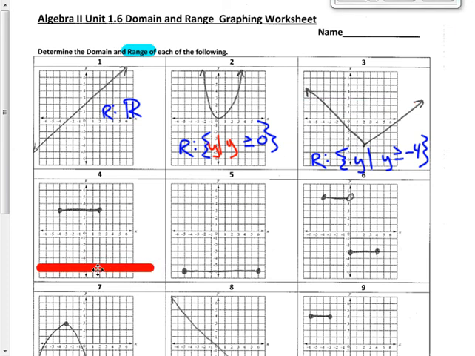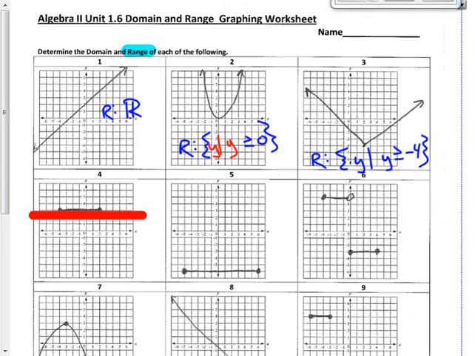Okay, look for patterns. This next one, number 4, so we're following y, following y. We're not even on the graph yet. We finally hit the graph right here. Well, we finally hit the graph here at y equals 3. And so y equals 3 is the only place that this graph goes because it doesn't go any higher than that. And so my range is going to just be y equals 3.